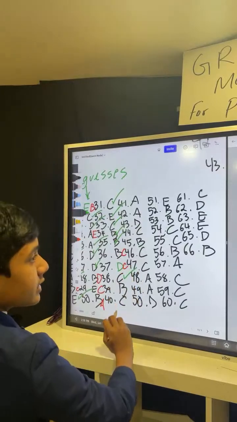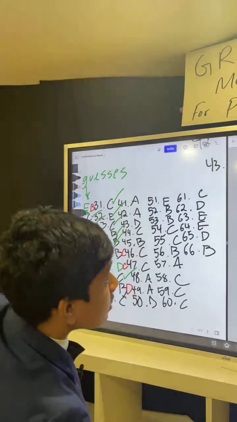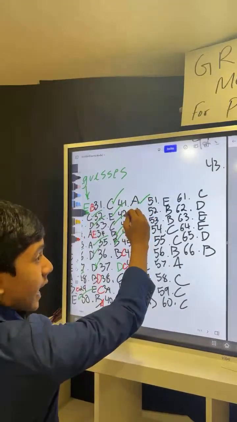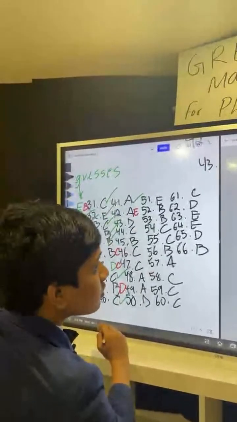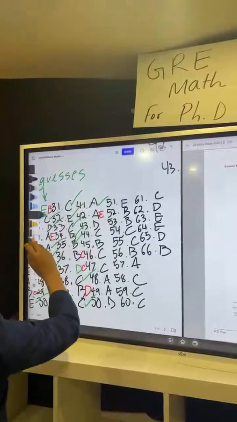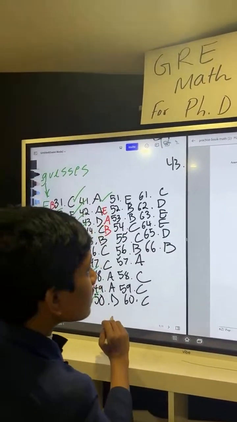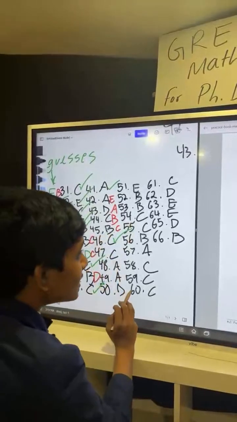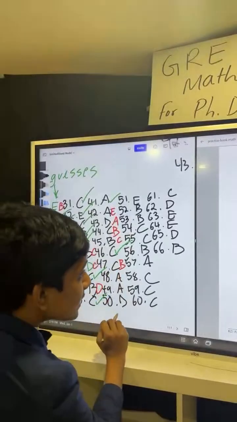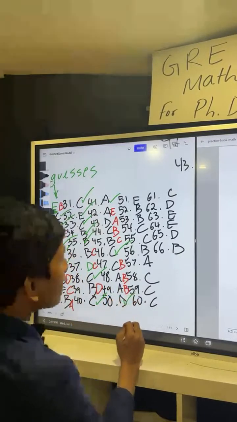38 is C. 39 is B. No, 39 is D. Sorry. 40 is C. 41 is A. 42 is E. 43 is A. 44 is B. 45 is C. Okay, 4 in a row is not good. 46 is C. 47 is B. 48 is A. No, 48 is B. 49 is B. 50 is D. 51 is E. 52 is A.